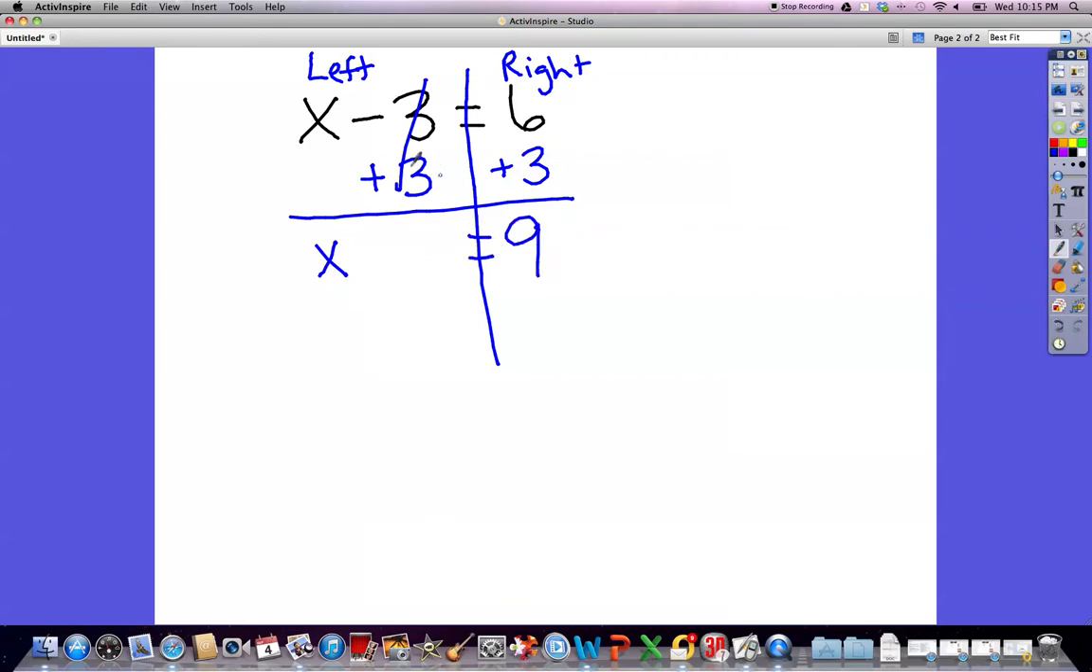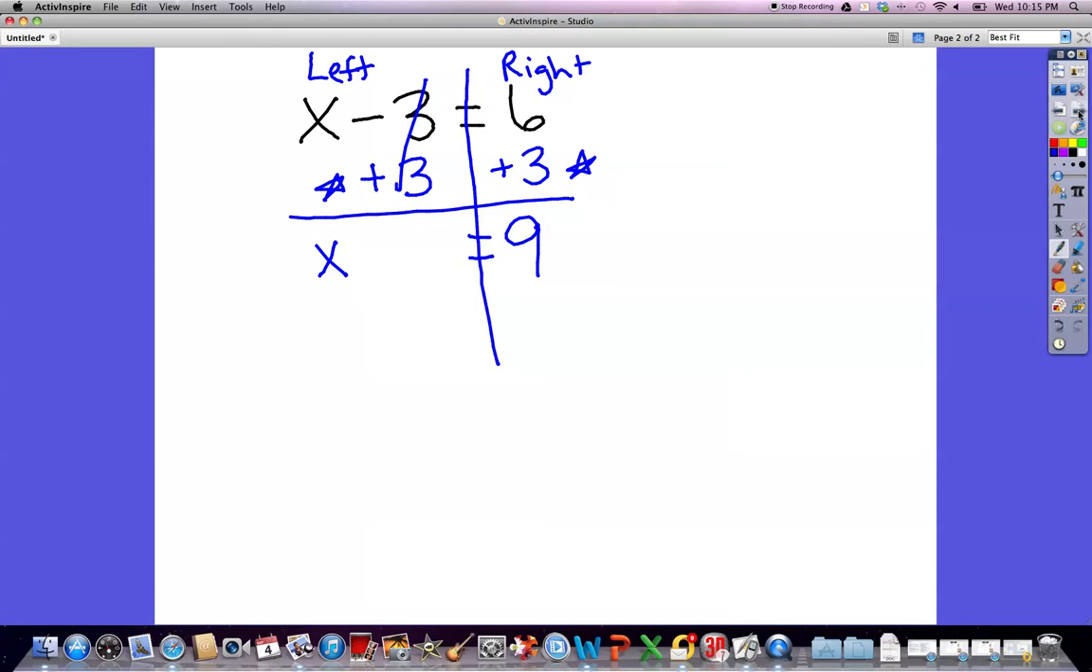Remember, what I did to one side, I also had to do to the other. Notice that they say the exact same thing on both sides. One says plus 3 over here, it says plus 3 over here. If I was to subtract a certain amount here, I would have to subtract a certain amount here. The theme is you must treat both sides equally. So that covers addition and subtraction.